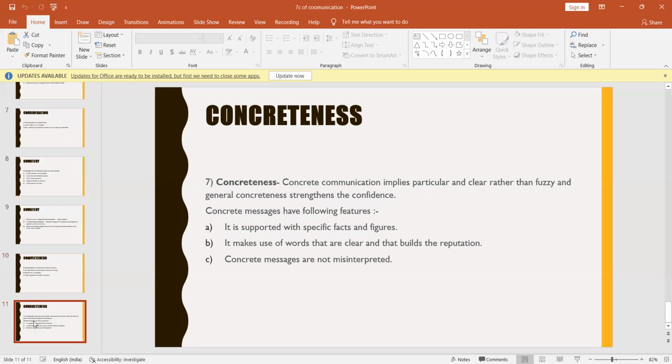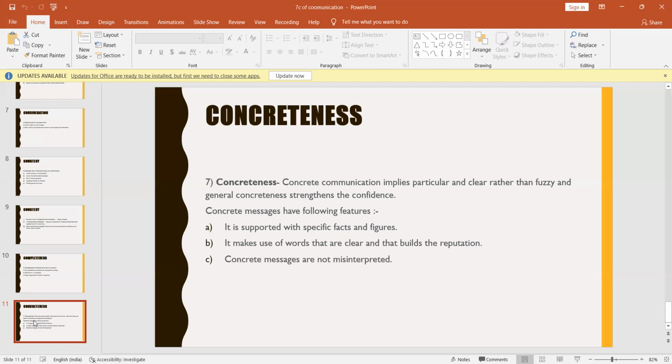Coming to the last part, that is concreteness. Concreteness is giving concrete information to the receiver. If you are giving information, it should be concrete. Concrete communication implies particular and clear, rather than fuzzy and general. Concreteness strengthens confidence. Concrete messages have the following features: they are supported with specific facts and figures, and they use words that are clear and that build reputation. Concrete messages are not misinterpreted. So these are the important things about concreteness, and concreteness also gives the receiver satisfaction.